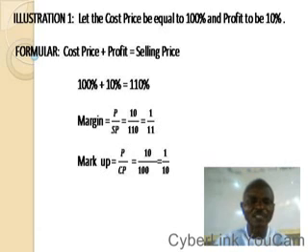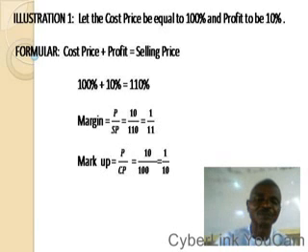To calculate the margin, we have profit divided by selling price. Remember, the profit equals 10, while the selling price is 110. That's 10 divided by 110. Zero cancels zero, and we have 1 divided by 11.